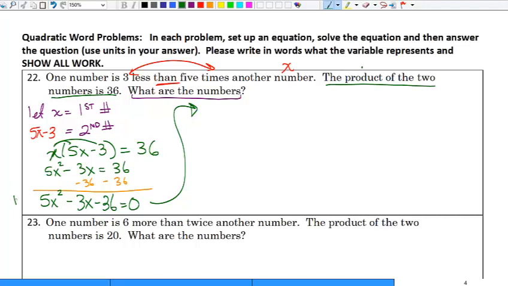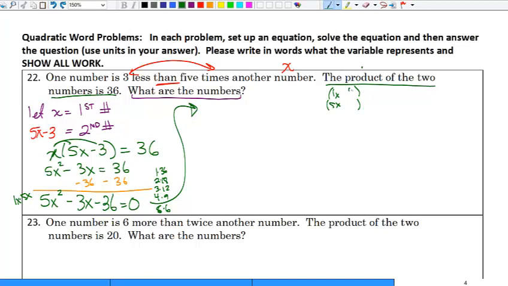So my choices for 5 are 1x times 5x. The choices for 36, there's a lot of choices. I'm going to write them over here. 1 and 36, 2 and 18, 3 and 12, 4 and 9. 5 doesn't work, but 6 and 6 does. So let's see. If I try 1x and 5x, and 6 and 6, that's going to get me 30 and 6. That doesn't add to negative 3. That's too big.